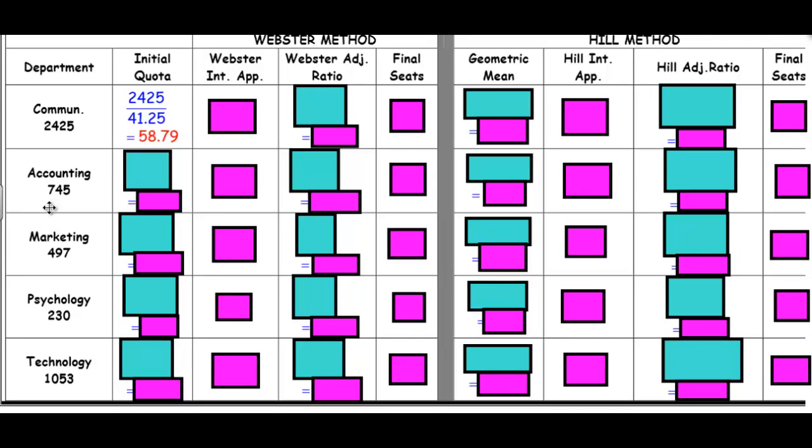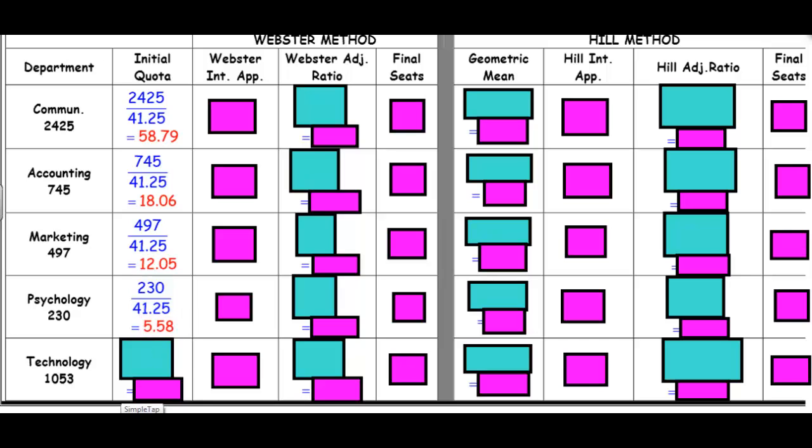And next one, we'll take class size 745 and divide it by the ideal ratio 41.25. That gets us 18.06. After you've written down a couple examples of these fractions, don't feel like you have to write down every single one. Marketing would be 497 divided by 41.25. Psychology would be 230 divided by 41.25, so 5.58. And technology, 1053 divided by 41.25, so 25.53.